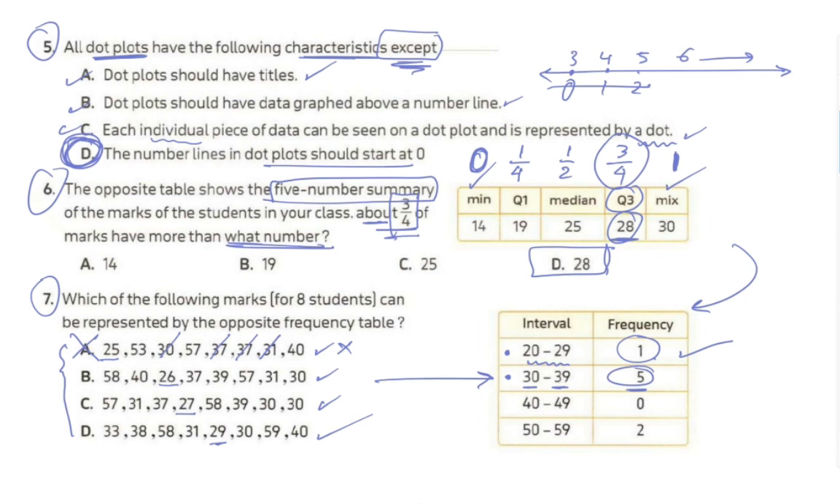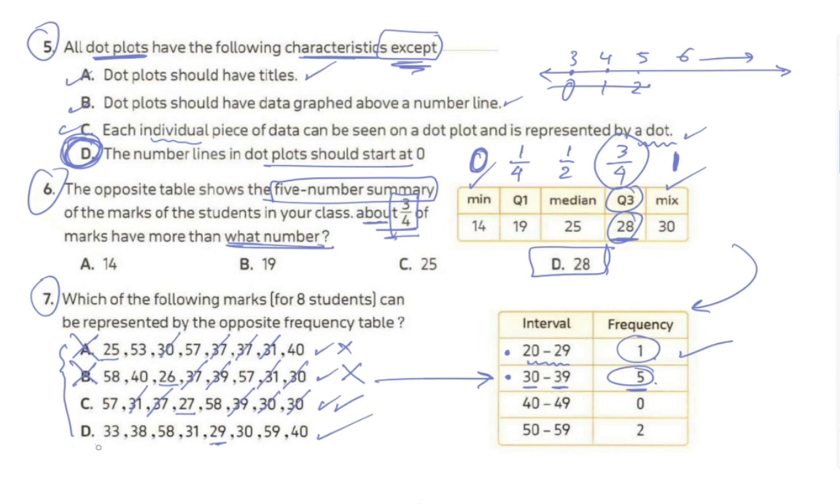From 30 to 39, I have 1, 2, 3, 4. Just 4. I need 5. So it's false. So delete B. Now here, 1, 2, 3, 4, 5. It may be right, because I have 5 frequency here.